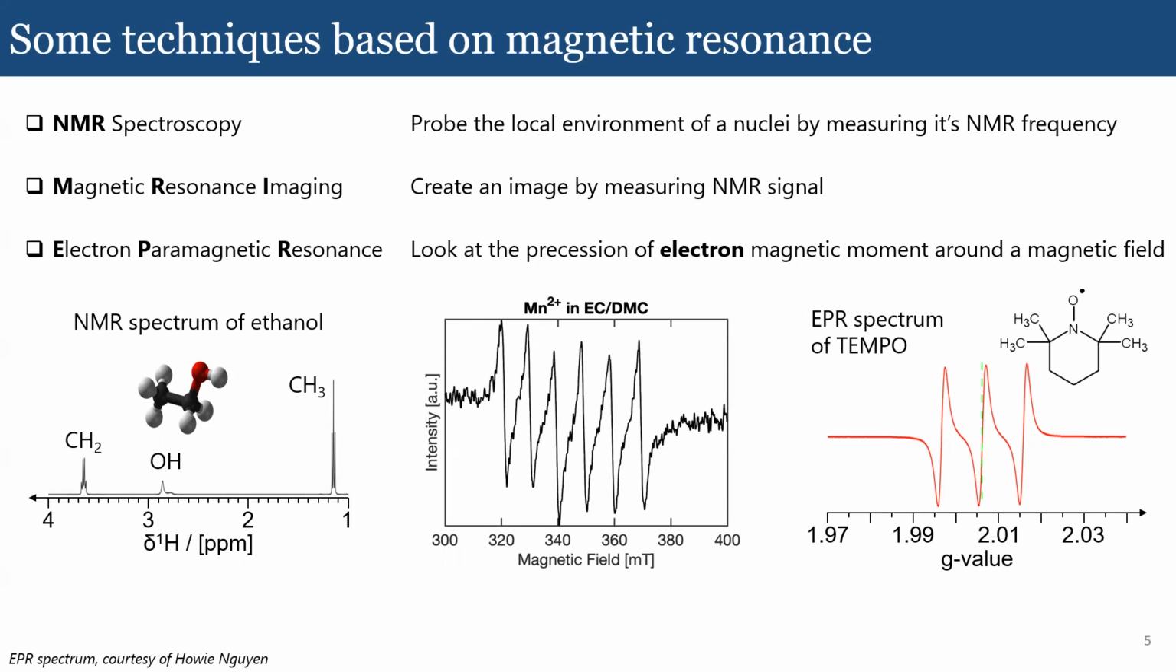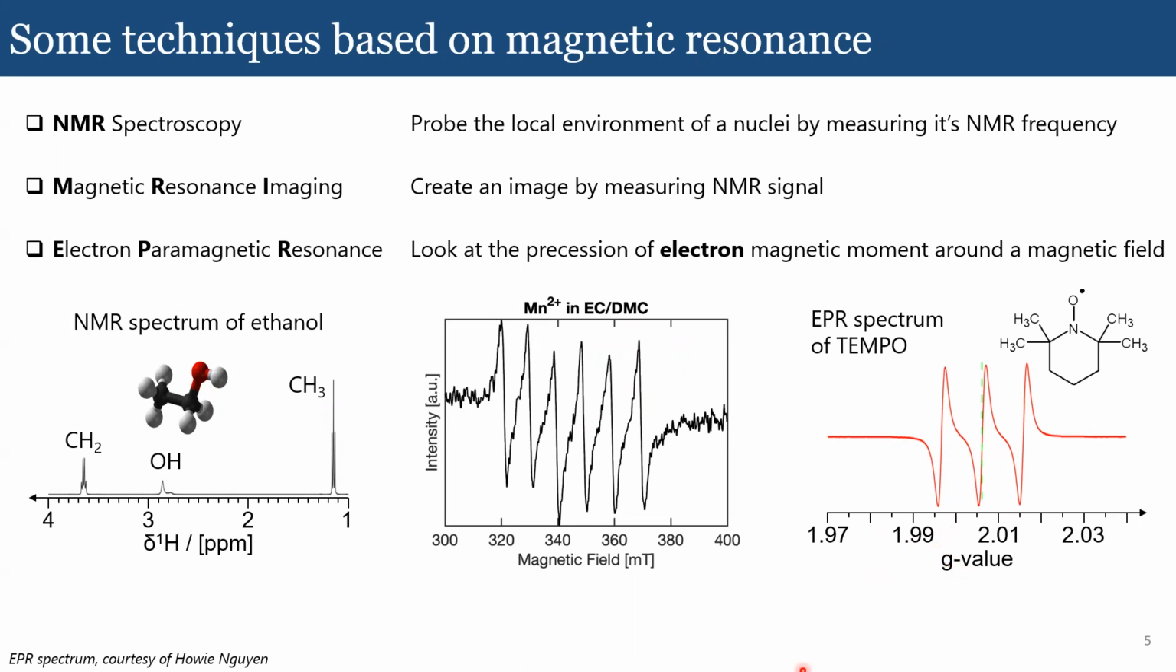In EPR, we don't observe the magnetic moment of a nucleus, like the name implies, but we observe the magnetic moment of an unpaired electron. Here I'm showing you again the spectrum from ethanol, and I put two EPR spectra. The first one is for manganese 2+ ions dissolved in a mixture of EC, DMC. People from batteries are probably going to recognize this. And on the right, you have an EPR spectrum of an organic radical.